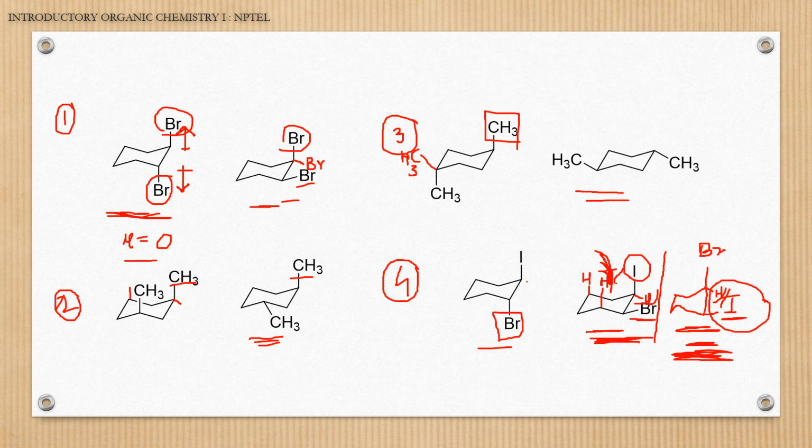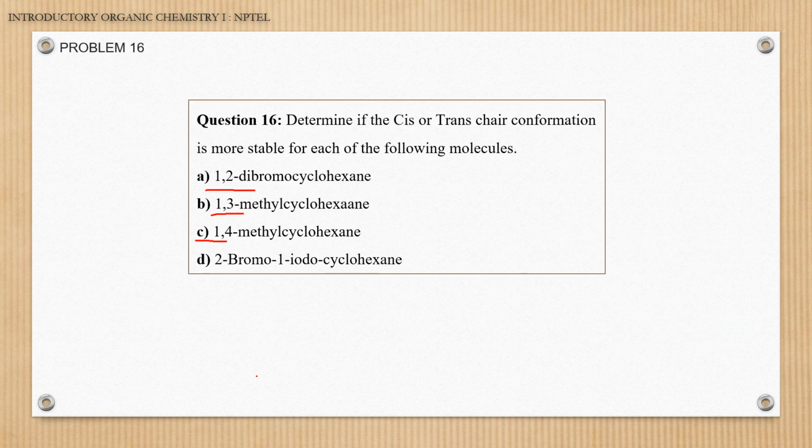So here the more stable conformation is this. This is the more stable conformation. Okay, and these are the very basic questions. So you have got how these particular conformations are less stable or more stable. So I hope all of these four parts are clear to all of you. If you have any problem, just ask me.